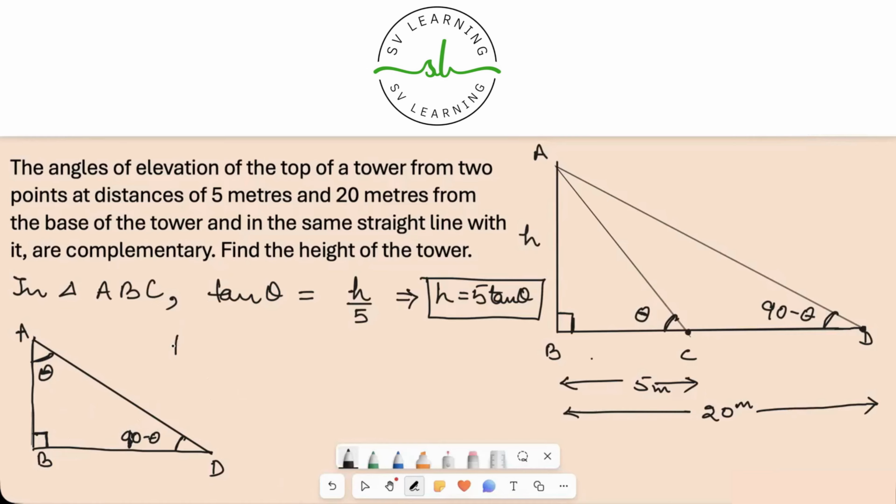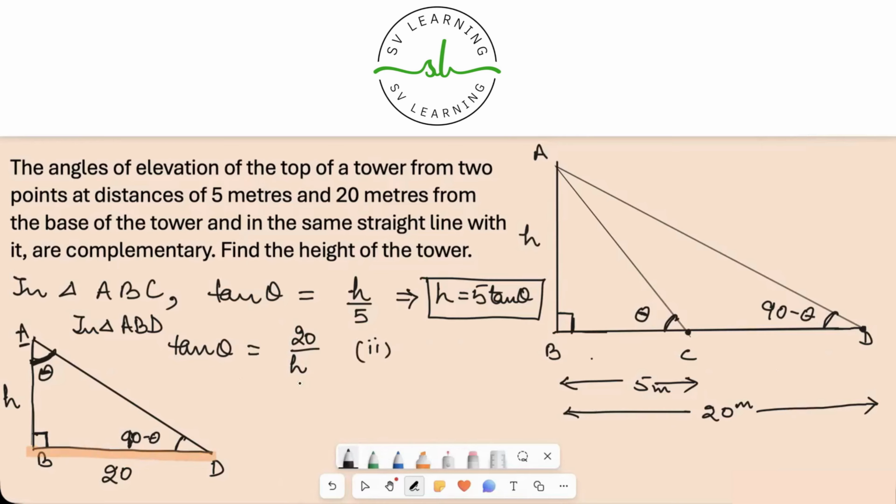So now I'll apply tan theta in triangle ABD with respect to this vertex A. This theta, right? So then tan theta again, you know, is perpendicular by base. So this opposite side is now acting as the perpendicular BD. And the length of BD is mentioned here as 20. So now I can say that tan theta is equal to 20 by H. This is my second equation.